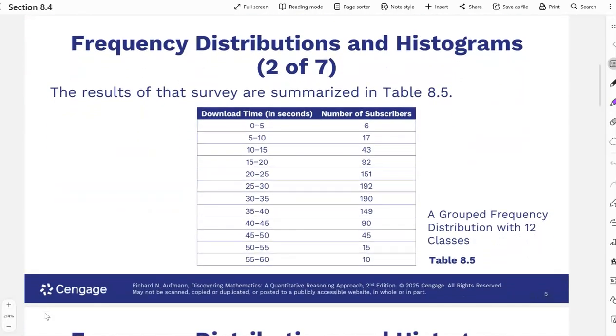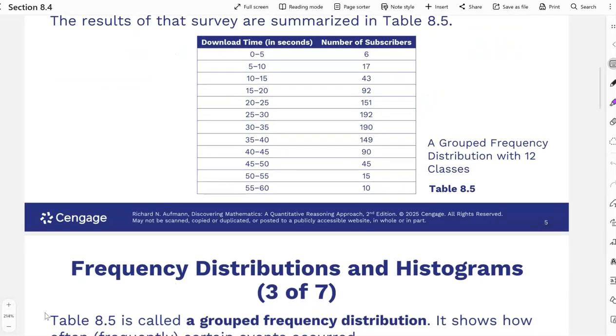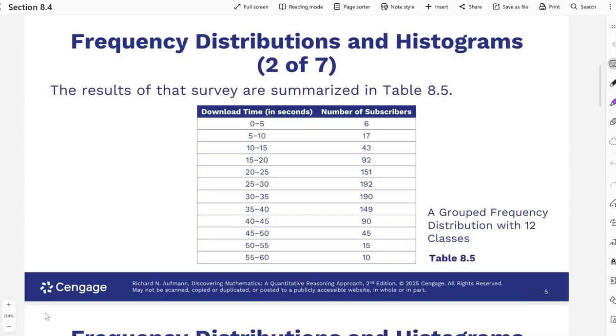Here we have a data set and they've already organized this into a frequency distribution. It's telling us download time and the number of subscribers. So if we have a download time between 0 and 5 seconds, I have 6 people that would fall in that category, or 6 subscribers. 5 to 10 seconds, I have 17 that fall in that category. 10 to 15 seconds, I have 43 that fall in that category, and so on.